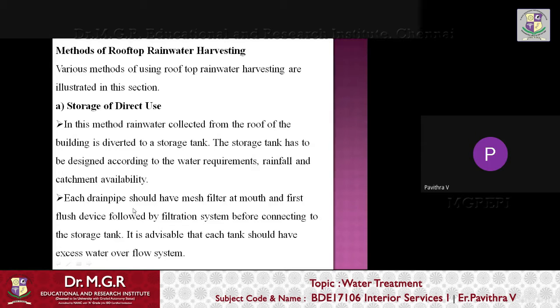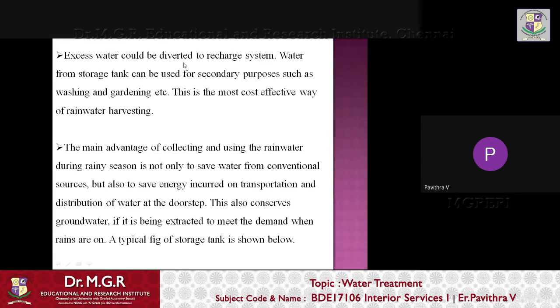Each drain pipe should have a mesh filter at the mouth, and also it should have a first flush device followed by the filtration system before connecting it to the storage tank. It is advisable that each tank should have an excess water overflow system also. If we use an alarm system, the water that is wasted we could reduce. Excess water could be diverted to the recharge system.